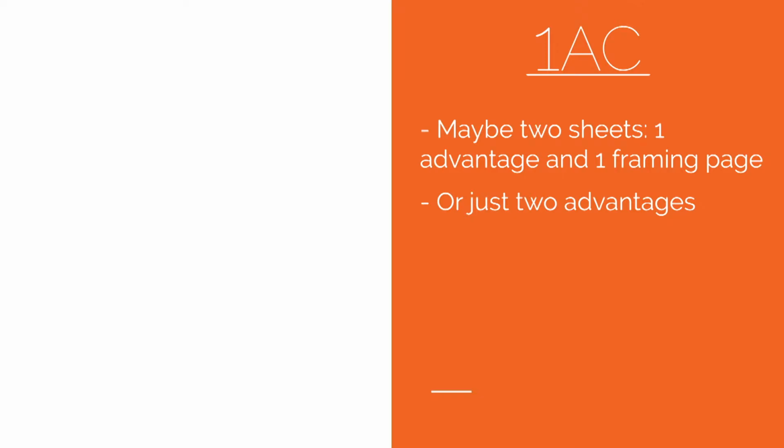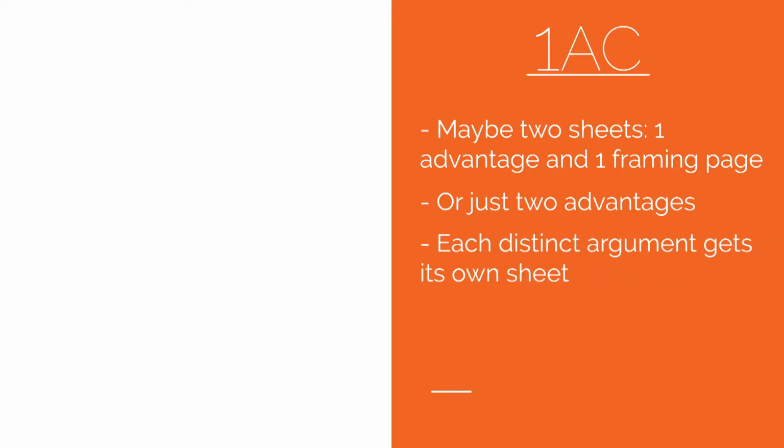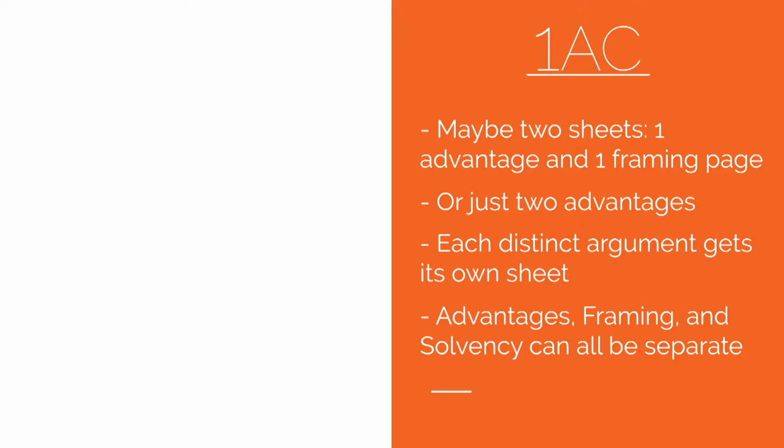Each one will get its own sheet, whether that's an internal link scenario that results in a particular impact, which would be an advantage, or a series of framing reasons with which to prefer a particular impact, which would be a framing page, or something like solvency, which is a sheet that would just explain how the affirmative solves for whatever scenario it is describing and its advantages, which is sometimes used. But the affirmative in the 1AC chooses the affirmative sheets.